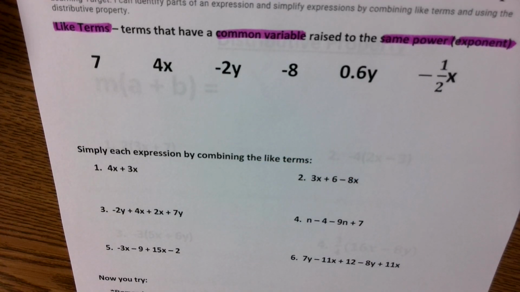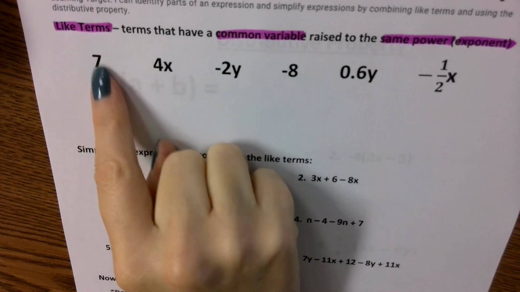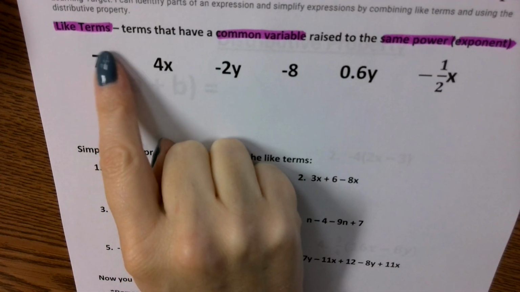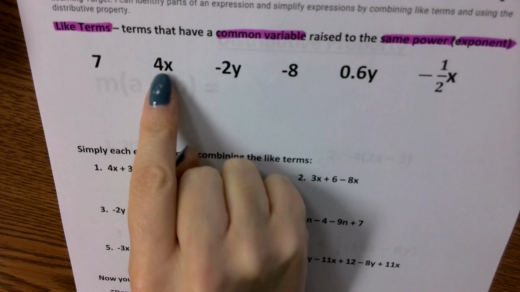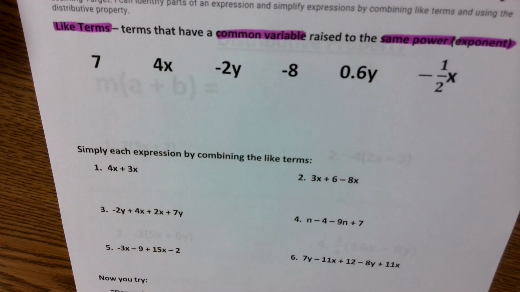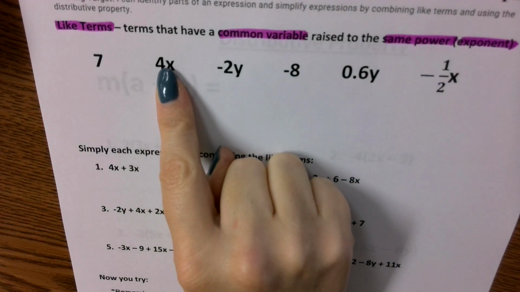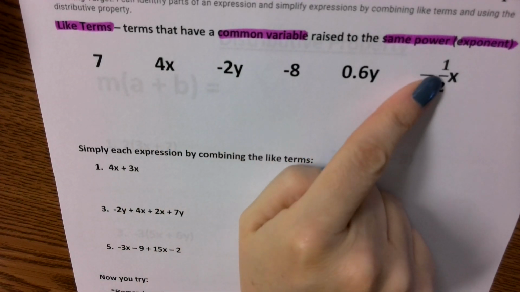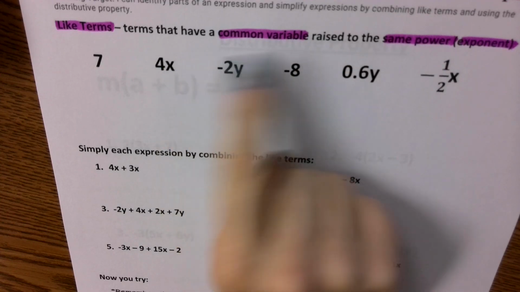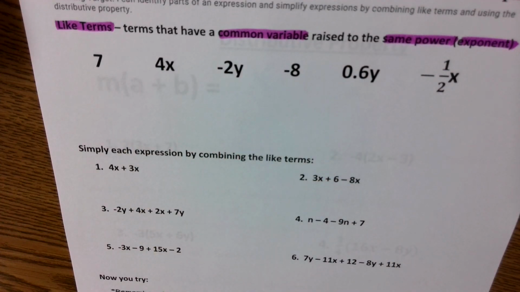So if we don't see the exponent, what invisible number is there? A 1. We always know that invisible 1 exists. So this means 7 to the first power. We just don't write 1 as an exponent. This means 4x to the first power. But they all happen to be to the same power. Now if I had a 4x and a negative half x squared, those would not be like terms because x and x squared are not the same power. Even though they're the same variable, they're not raised to the same exponent. You wouldn't be able to combine those together.